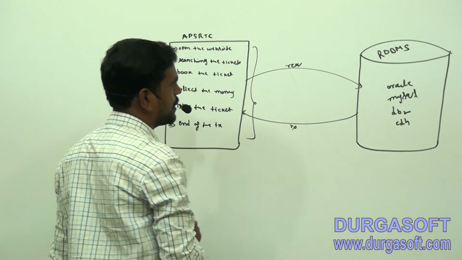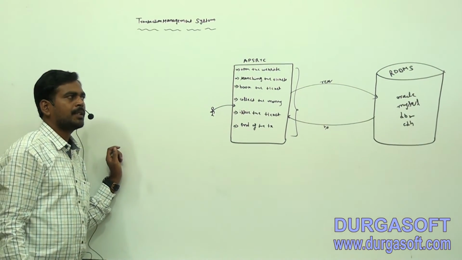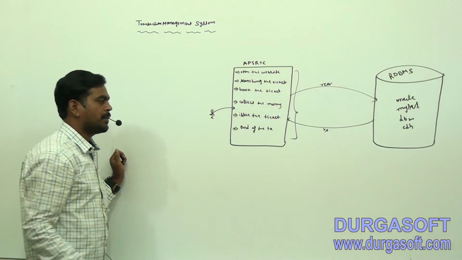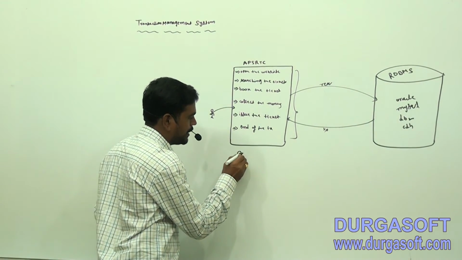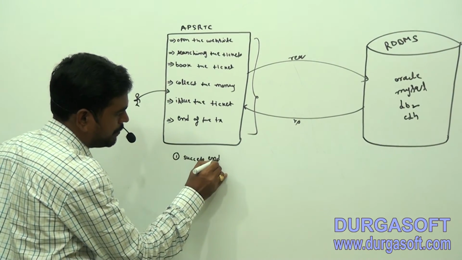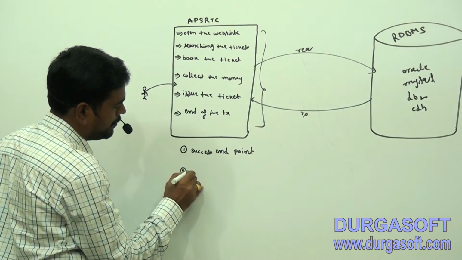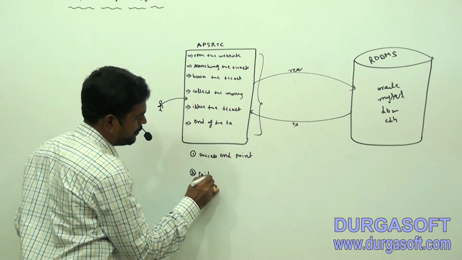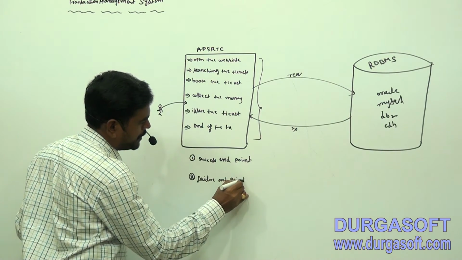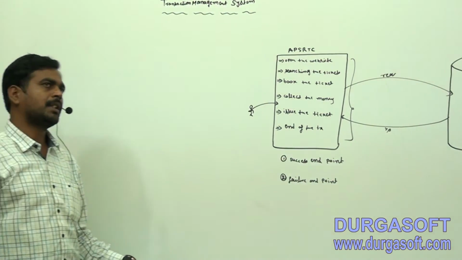Request and response. Every transaction has two endpoints. Number one, success endpoint. Number two, failure endpoint. Number one is what? Success endpoint. Number two is what? Failure endpoint.